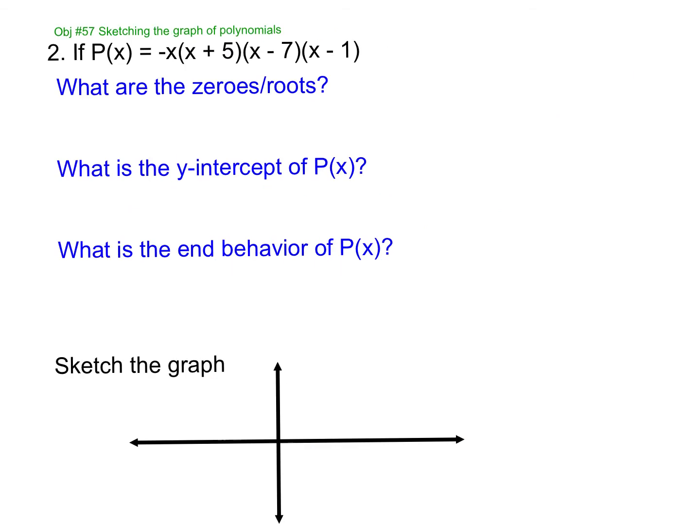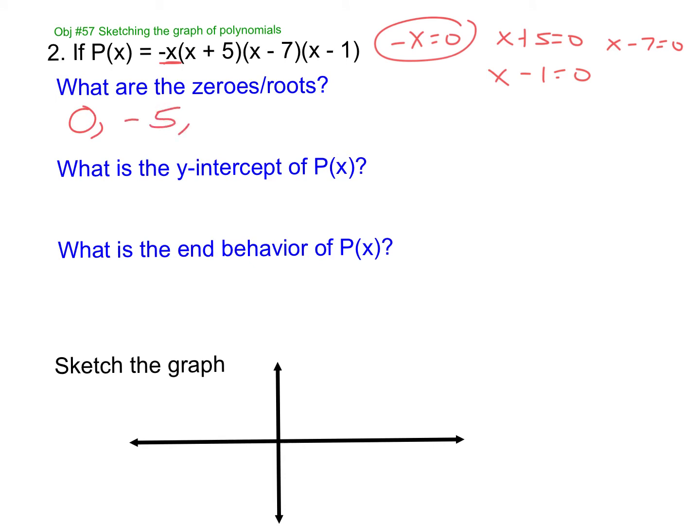All right, I want you to pause and see if you can figure this one out. So be careful with this one, because we have an extra root. -x equals 0, x plus 5 equals 0, x minus 7 equals 0, and x minus 1 equals 0. So don't forget, if -x equals 0, we get a 0, and we get our -5, 7, and 1. I usually jump right away and put these in. And again, try to put them in a spot that makes sense. So we have 4 of them.